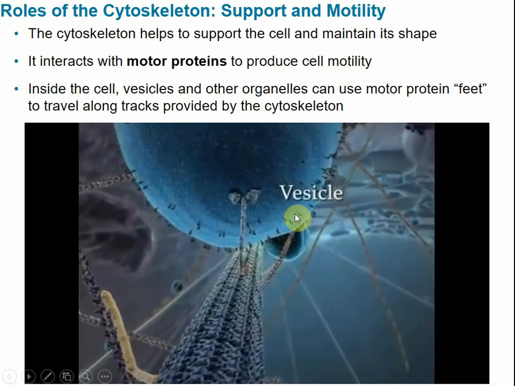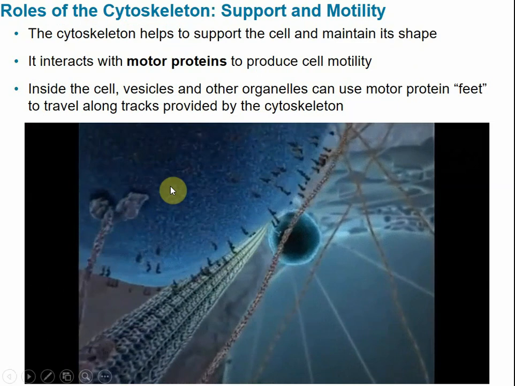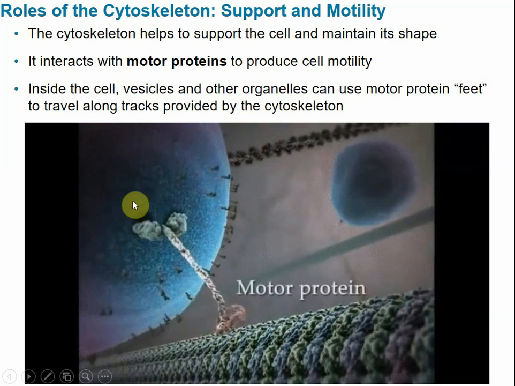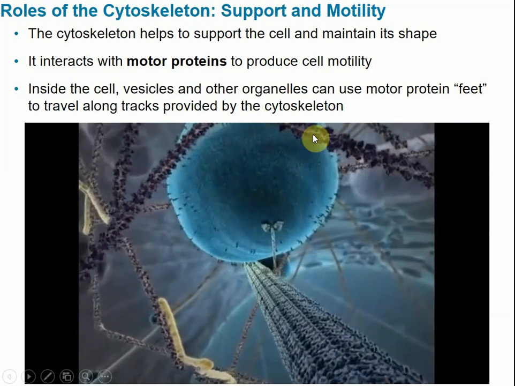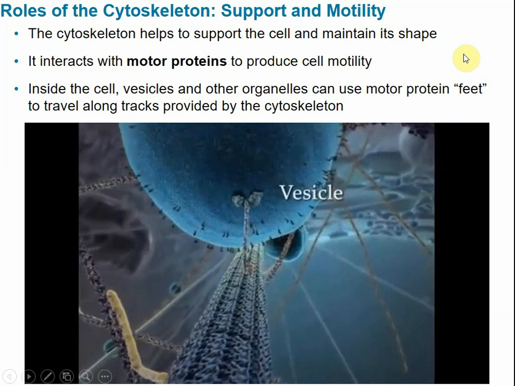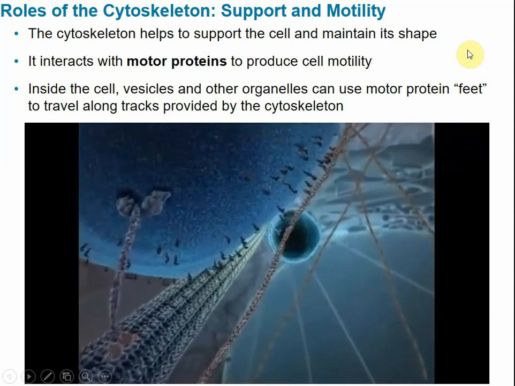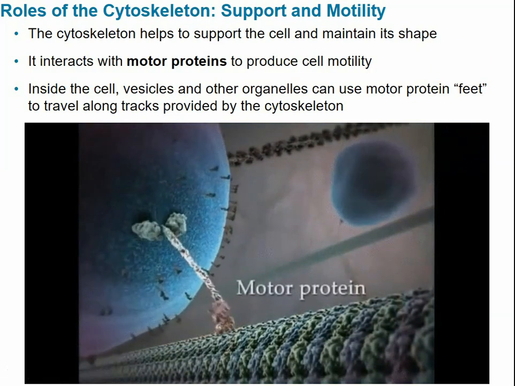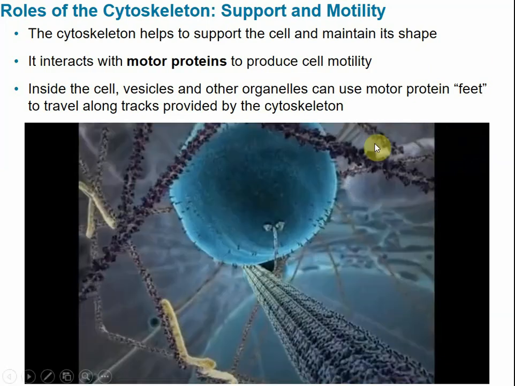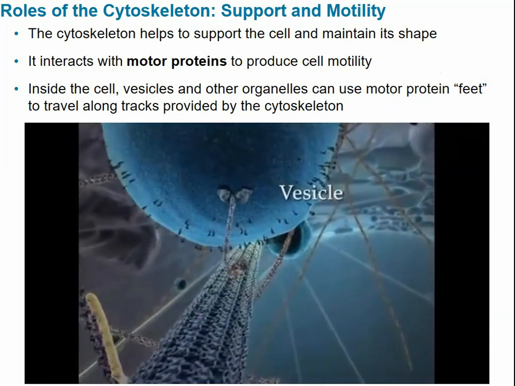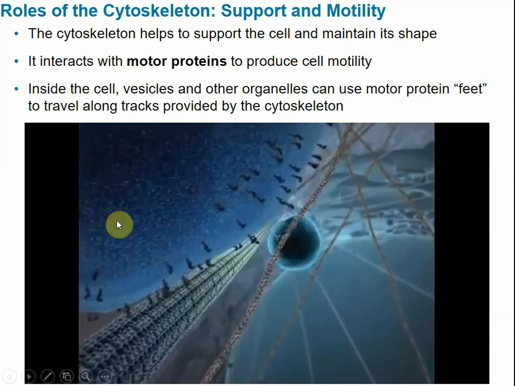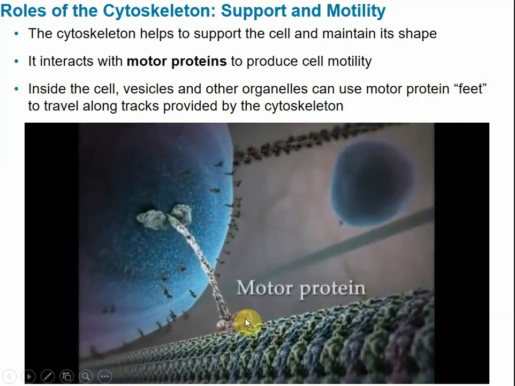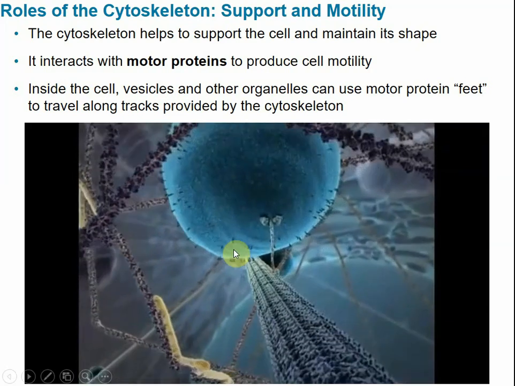So this is showing part of the cytoskeleton, and we have a motor protein that is transporting a vesicle, right, that's going to contain maybe a new protein or something to deliver it where it needs to go. So the cytoskeleton helps to support the cell, maintain its shape, and interacts with these motor proteins to produce cell motility. It provides kind of like a highway for some of these motor or movement proteins to operate on. So inside of a cell, vesicles and other organelles can use these motor protein feet to travel along these tracks provided by the cytoskeleton.